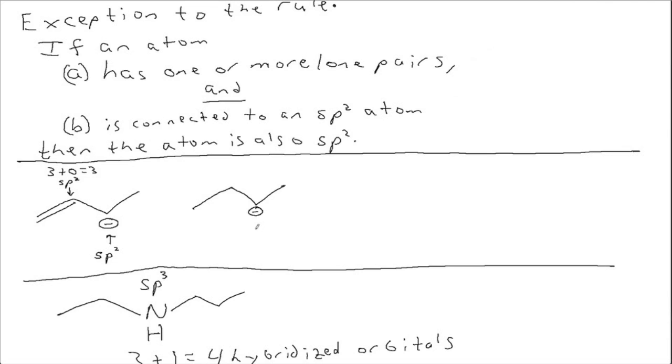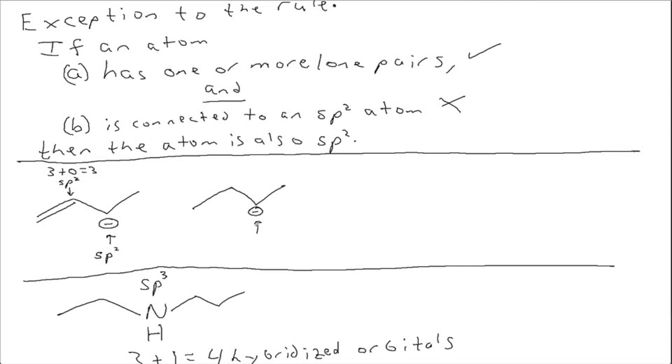Okay, so let's try this example. Does this atom have any lone pairs? 1, yes. Is this atom connected to any sp2 atoms? No. So the exception does not apply here. The exception does not apply, and we just use the normal rule. So we can practice that rule. According to the rule for hybridization, what should be the hybridization of this carbon?